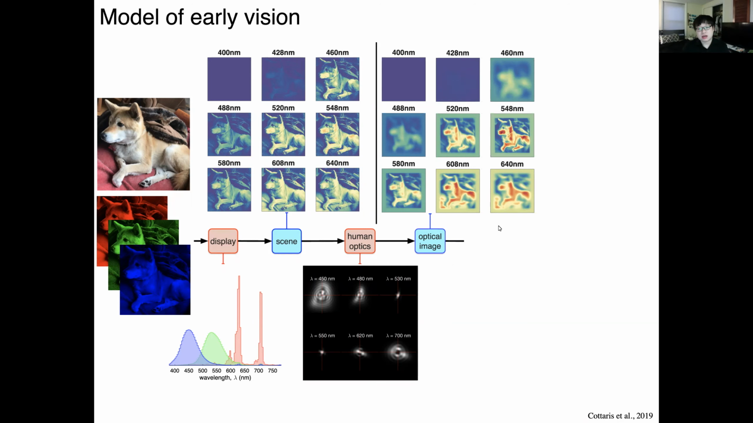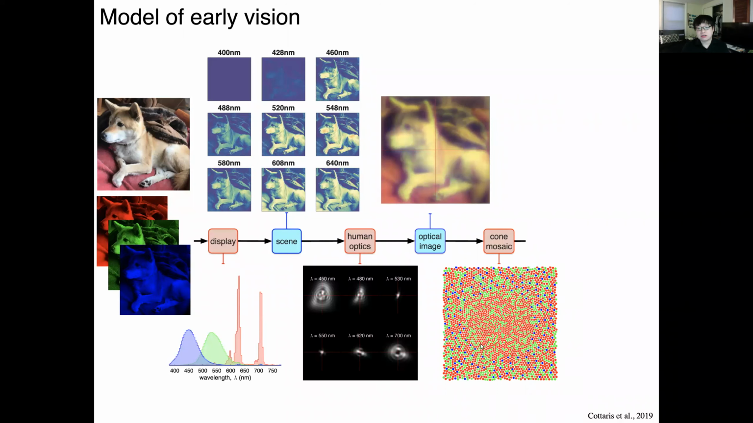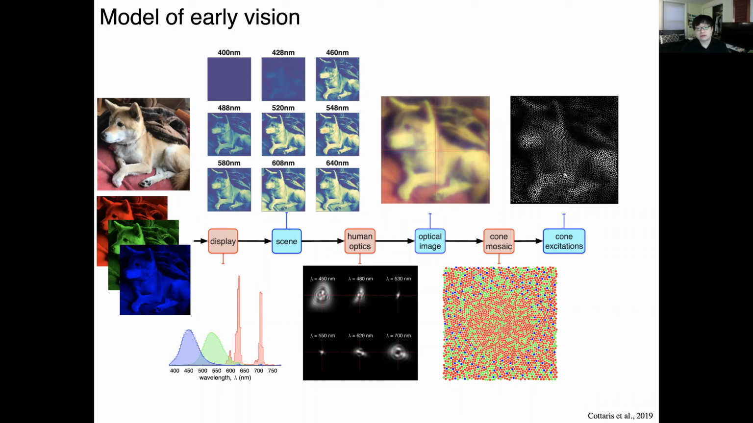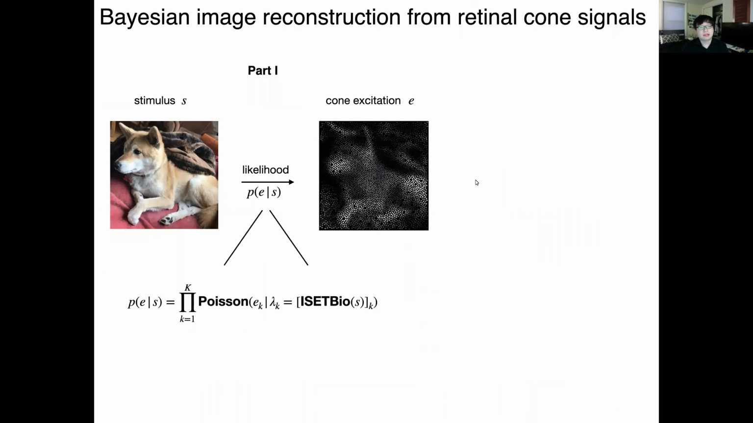This pattern then gets absorbed by a cone mosaic. For example, here, the red, green, and blue circles represent L, M, and S cones, respectively. And we finally get our pattern of cone excitation. The brightness here represents the degree of cone isomerization. The last component we need is a noise model, and we know cone isomerization is a Poisson process. Thus, the final form of our likelihood is the independent Poisson distribution on each cone with the rate parameter calculated by our ISETBio routine.